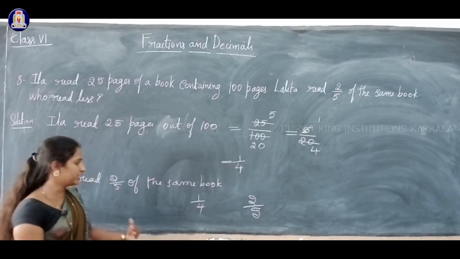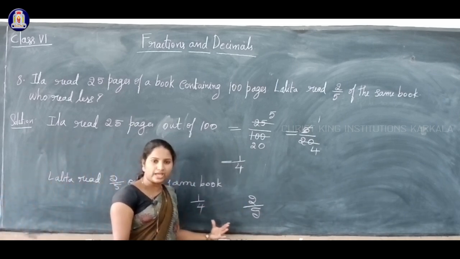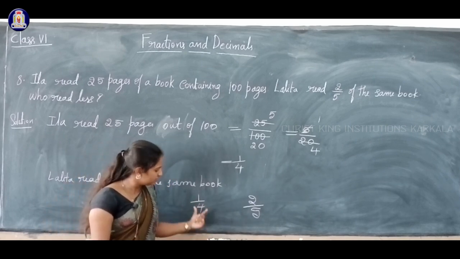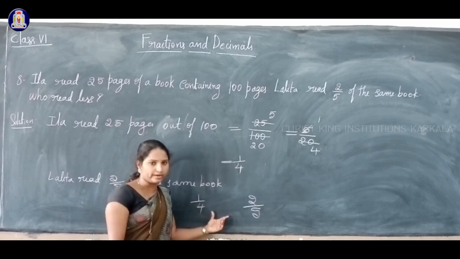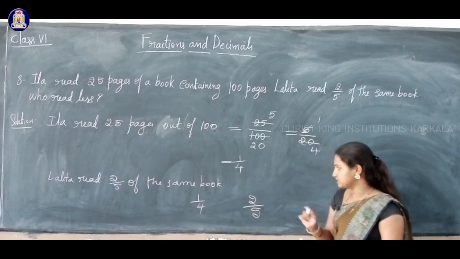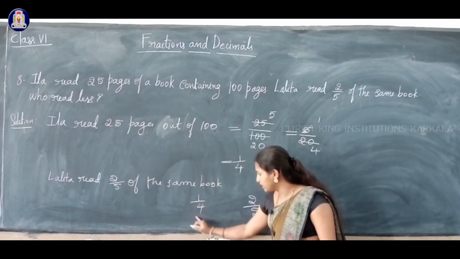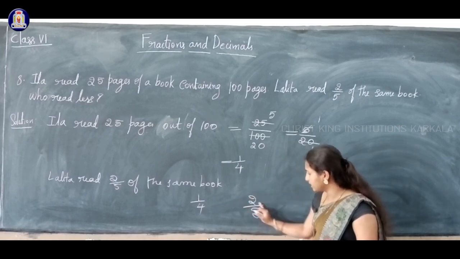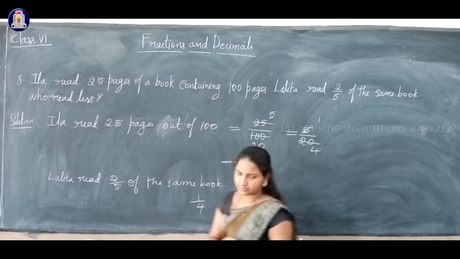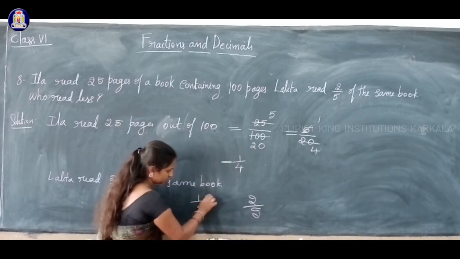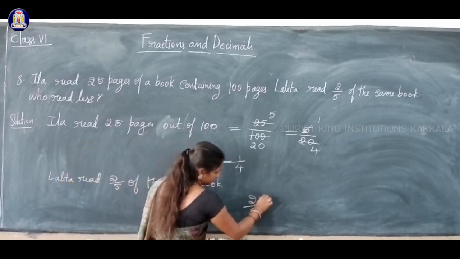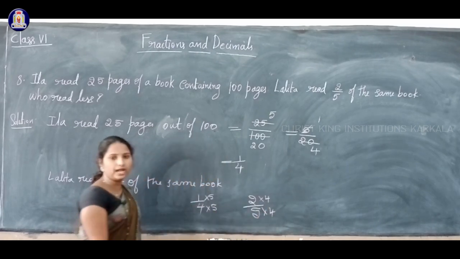So how to compare? How can we compare 1 by 4 and 2 by 5? Can you say which is greater and which is smaller? Now if you see the fractions, we cannot say which is larger and which is smaller. So in that case, you have to make the same denominator. Then we can identify easily. Here 1 by 4 denominator is 4, and 2 by 5 denominator is 5. Is it same? They are different. So how to multiply? To make the same denominator, just multiply 5 to both numerator and denominator. Similarly, multiply 4 to both numerator and denominator.